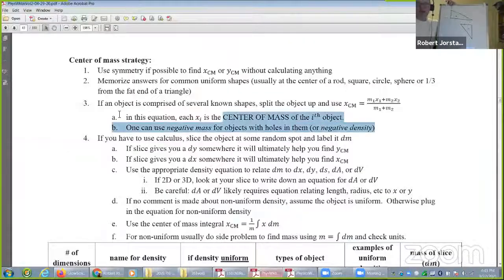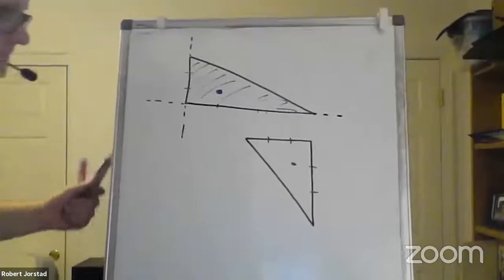Try to build up an object out of several known shapes. And if it's an object with a hole cut in it, you could use a negative density or negative mass, and I'll explain what I mean. So what we're going to do is we're going to split up an object into several pieces and do it. Let me just show you one.